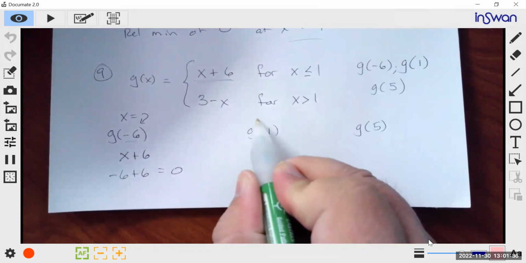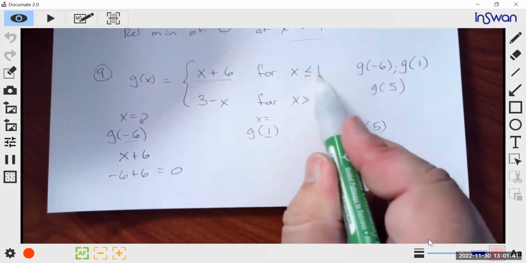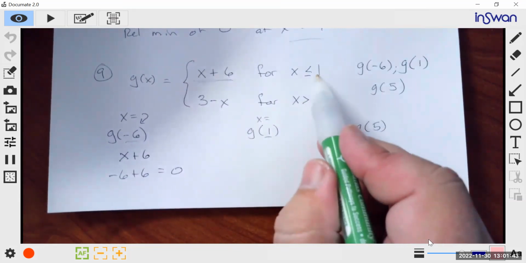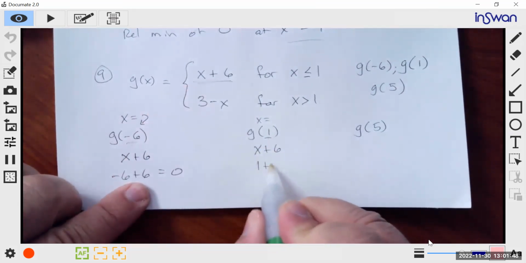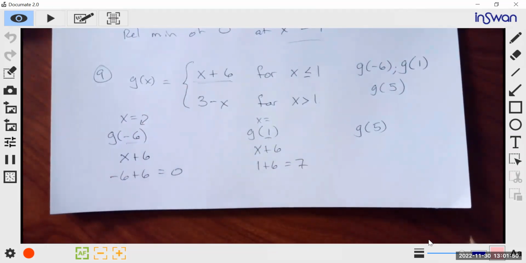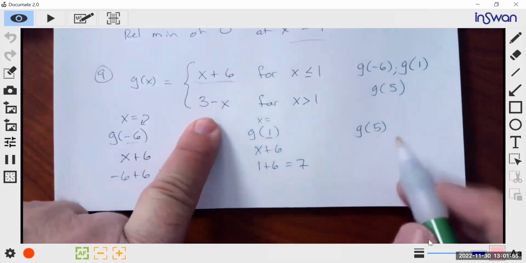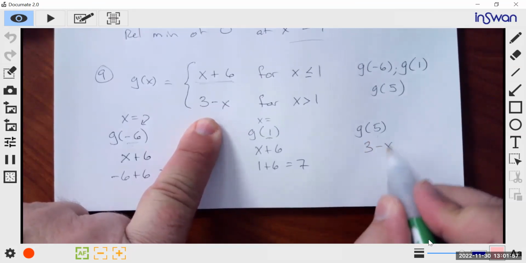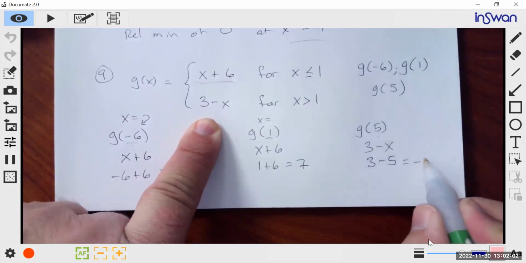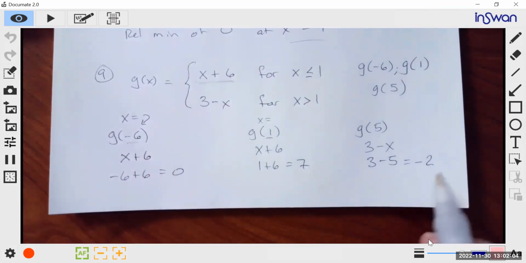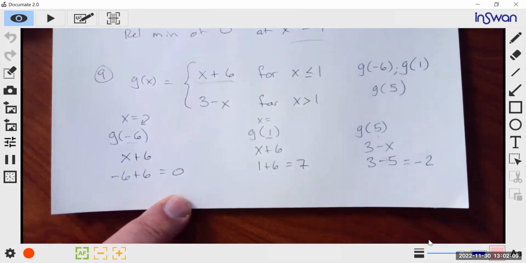In the next one, x equals 1. Is it less than or equal to 1, or is it greater than 1? So we have to use this equation again. x plus 6. 1 plus 6 equals 7. And this one says x is 5. 5 is greater than 1, so we have to use this equation. So 3 minus 5. Since 5 is bigger, it's a negative, so the answer is negative.